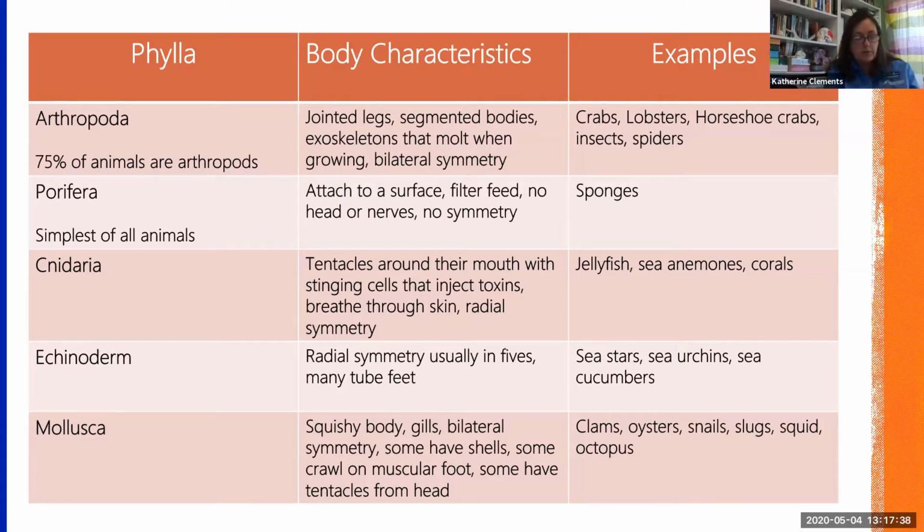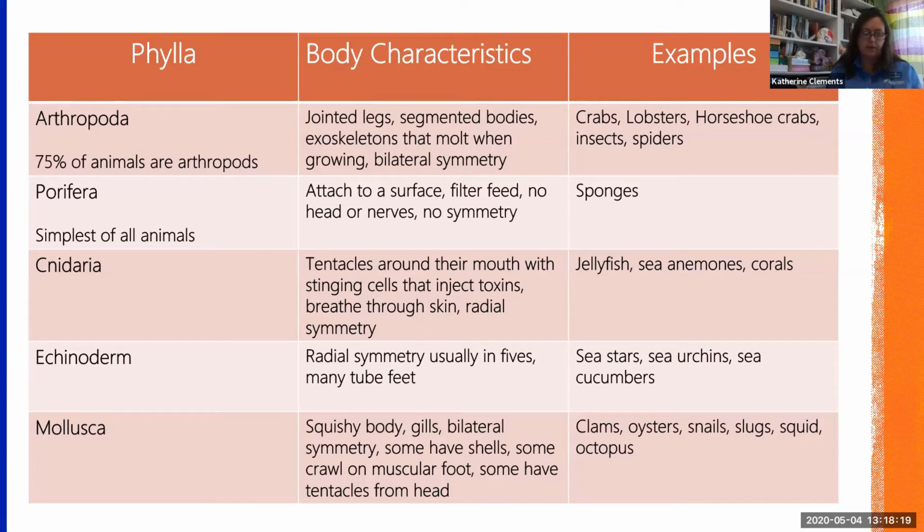All right, our last group on the list before we look at some cool pictures are Mollusca. Mollusks are an interesting group because they have some things that are similar, but they also have a lot of differences. Mollusks have a squishy body. They have bilateral symmetry, and some of them have one shell, but some of them have 2 shells, and guess what? Some of them don't even have a shell. Some of them crawl around on a muscular foot like a snail, and some even have tentacles coming out of their heads. Wow, that's a lot of differences.